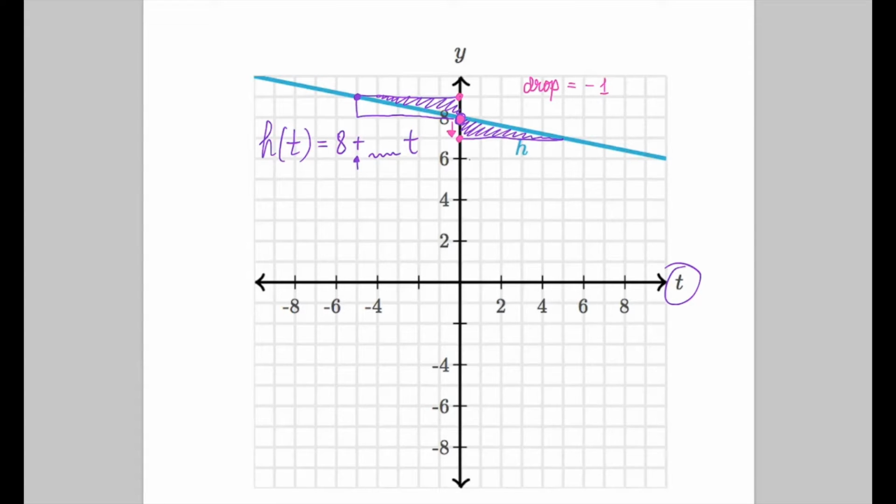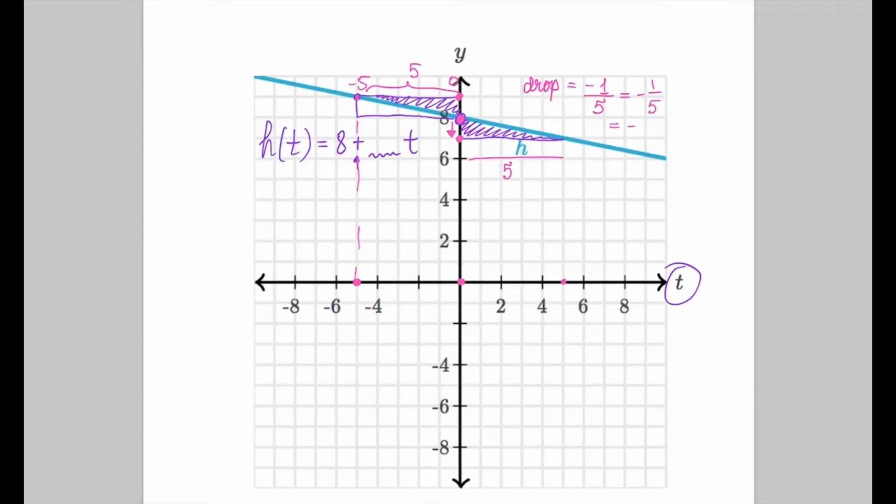And then the run, if you went by this triangle, the run is from 0 to 5, which is 5. Or I could go here, that was negative 5. So it went from negative 5 to 0. The distance is still 5. So again, it doesn't matter which triangle you choose, you're going to end up with the same answer. So then my run was 5. So then my slope is negative 1/5.